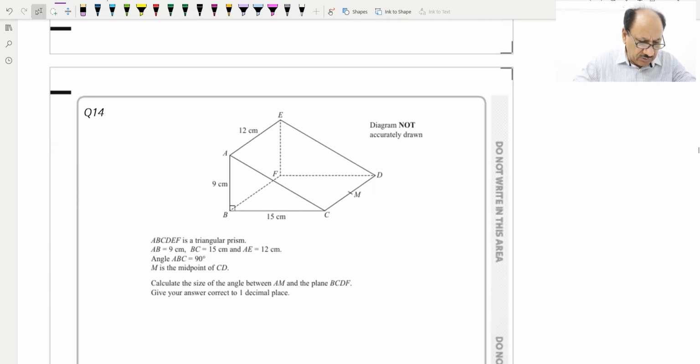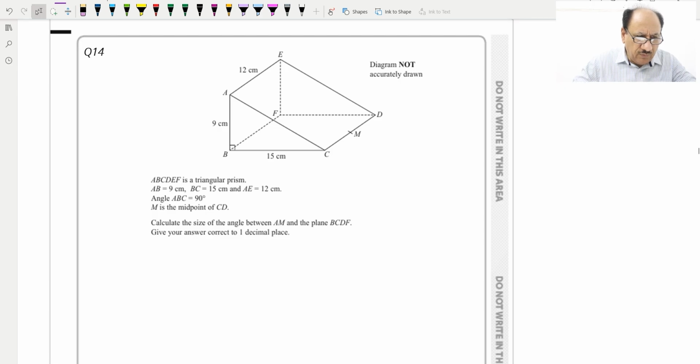Hopefully you understood this. Now question number 14. Number 14 is a triangular prism. We already did some triangular prism questions, but these are also very important and very tricky questions. You need to understand properly. Diagram not too accurately drawn.